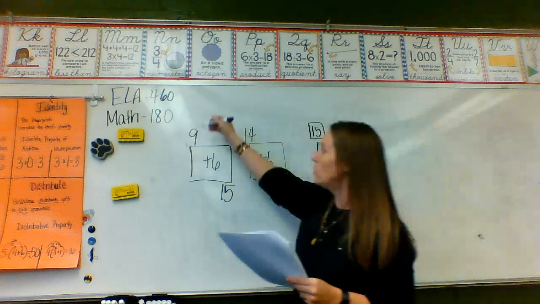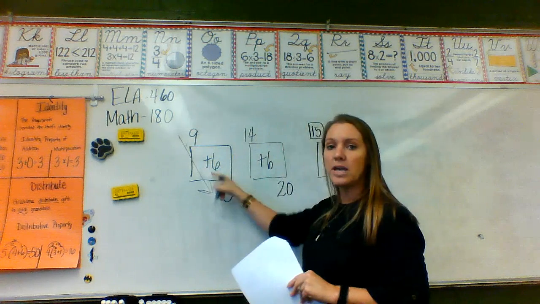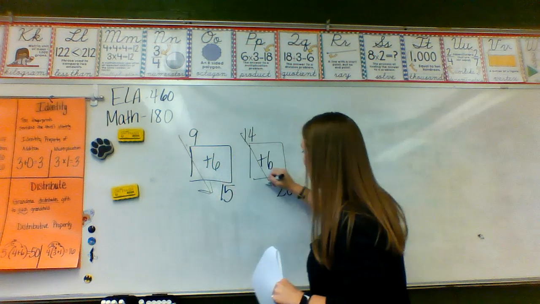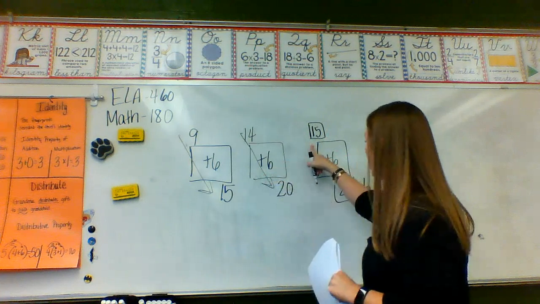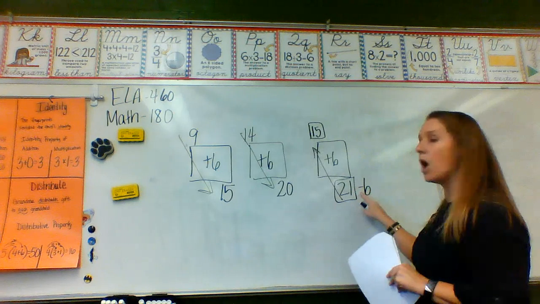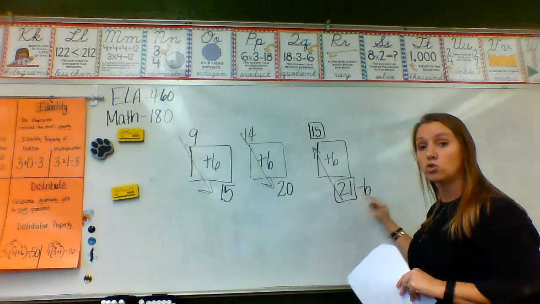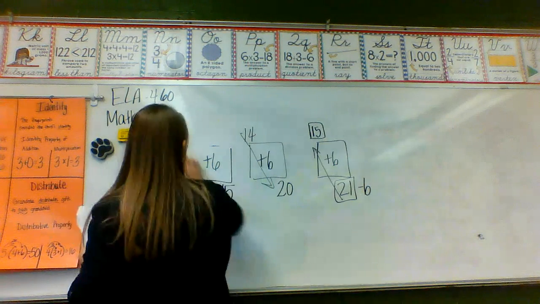So this way, when we're going from top to bottom, we do what the rule says and add 6. From top to bottom, do what the rule says and add 6. Up here, we were going from the bottom to the top, and so we have to do the opposite of the rule, and so we subtracted 6. Let's take a look at this next one.